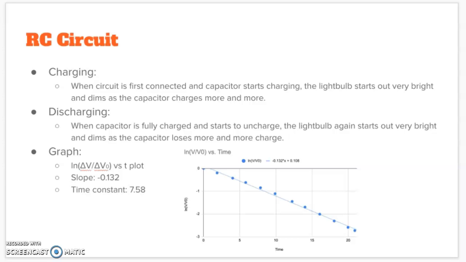We then measured the potential difference across the capacitor over a 20-second period of time and graphed the ln of the potential difference divided by the initial potential difference versus time. As you can see, that plot is on the right. The slope of this graph was negative 0.132, and that was equal to negative 1 over RC. We then solved for the time constant RC and got 7.58.